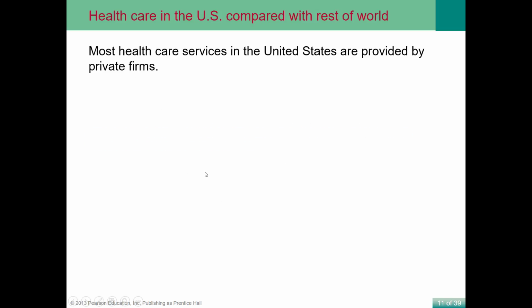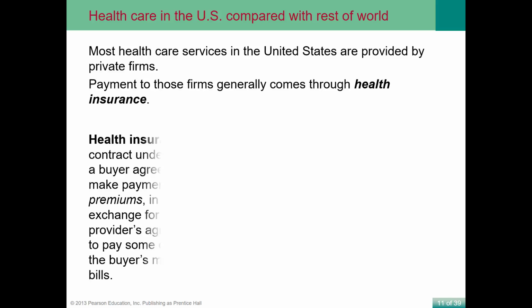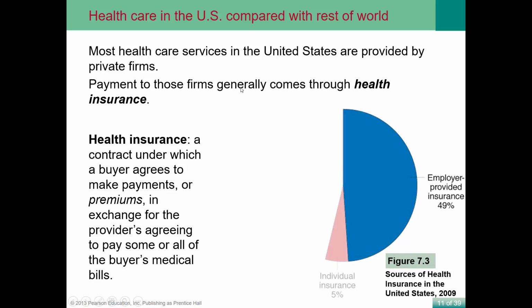So we're going to talk about the comparison with the United States. Most healthcare services in the United States are provided by private firms. Payment to those firms generally comes through health insurance. This is what we call a third-party payer system. A third-party payer system is when the actual user in the transaction doesn't directly pay all of the cost to the provider. The medical professionals, doctors, hospitals, and things like that, are providing the service. The patient is the one consuming the service, but the third-party payer is a health insurer.